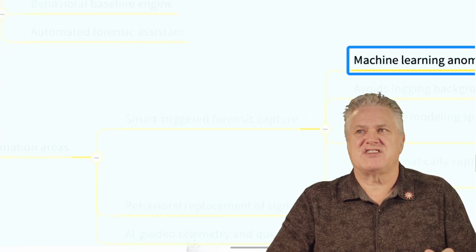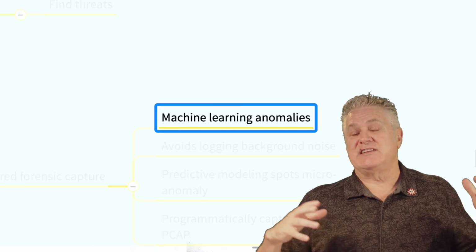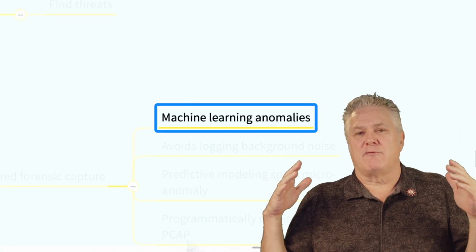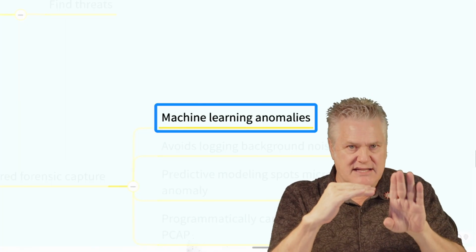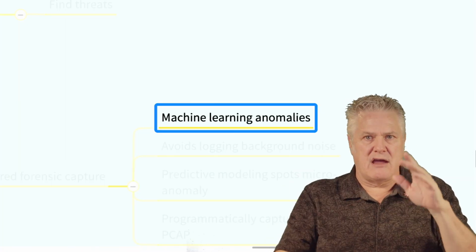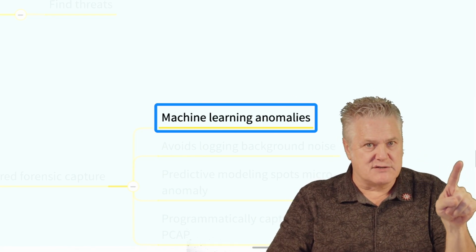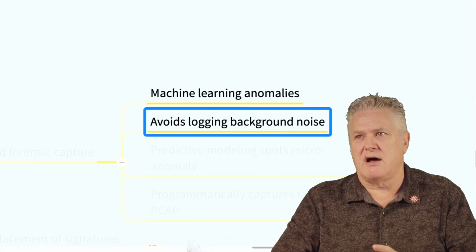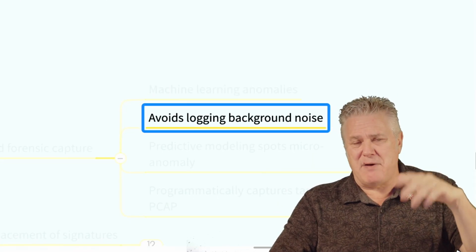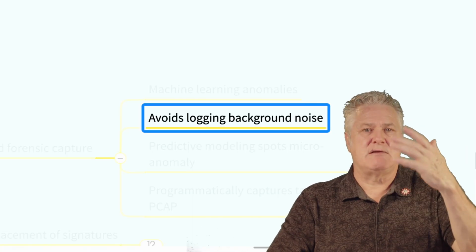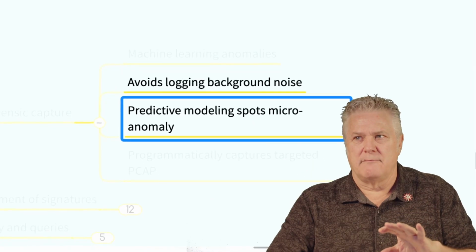Smart triggered forensics capture. What does that mean? Well, machine learning is really good at taking large quantities of information and saying, this is the norm here. This is outside the norm. So if I see the norm, okay, fine. I've learned that this is the norm and that's anomalous. But it's not just anomalous one time. What it can do for us is say, okay, there's a lot of background noise going on here that we've seen many times before, and we don't have to capture that anymore.